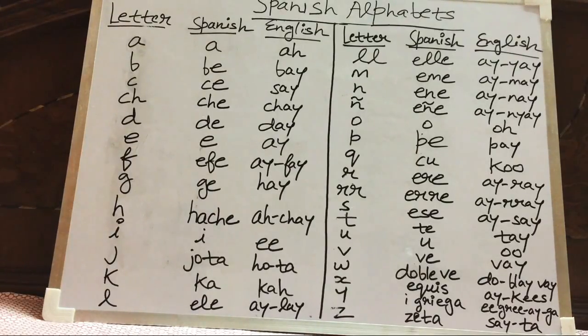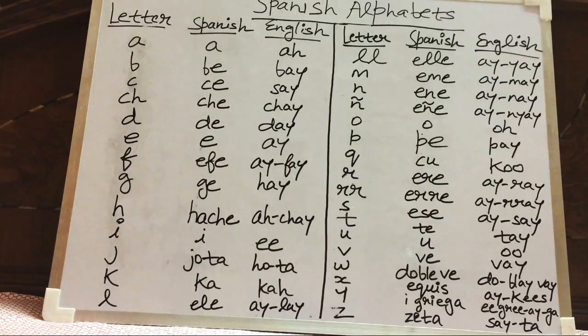D is pronounced as they. E is pronounced as A. F is pronounced as Afe. G is pronounced as hey. So we have H in the pronunciation of G. Next is H. H is pronounced as A-J. I is pronounced as double E, like in pronunciation we will be saying E. It's quite similar to double E in the English word feet.